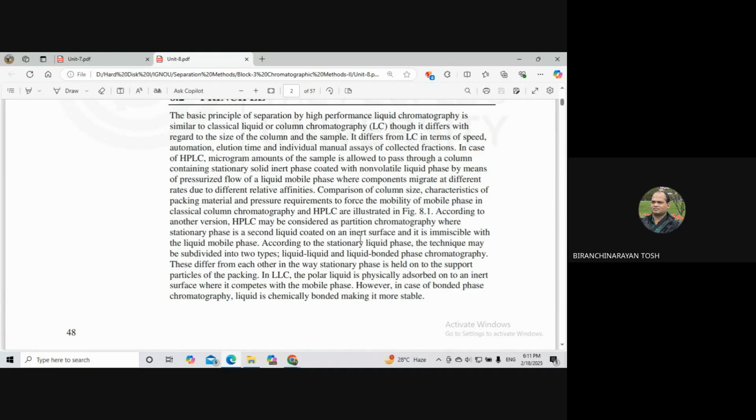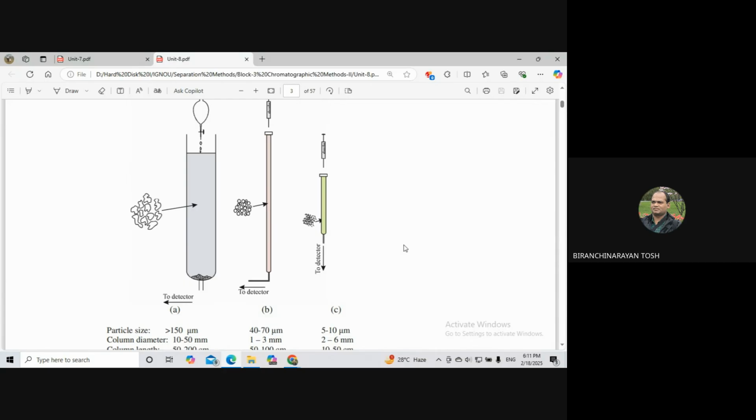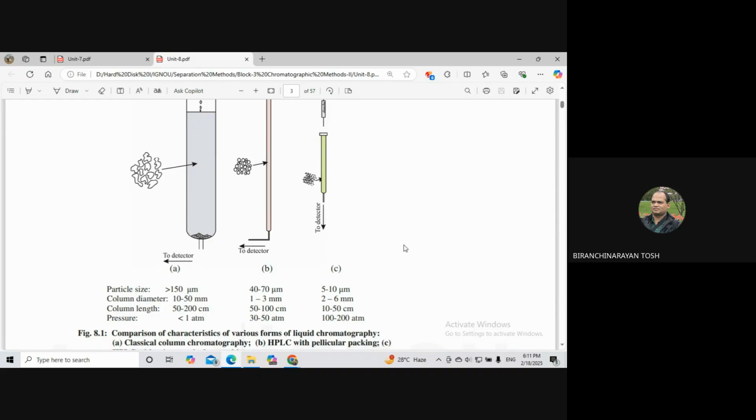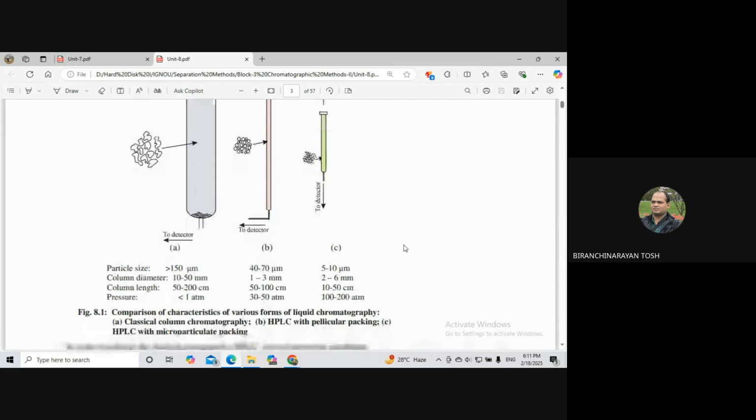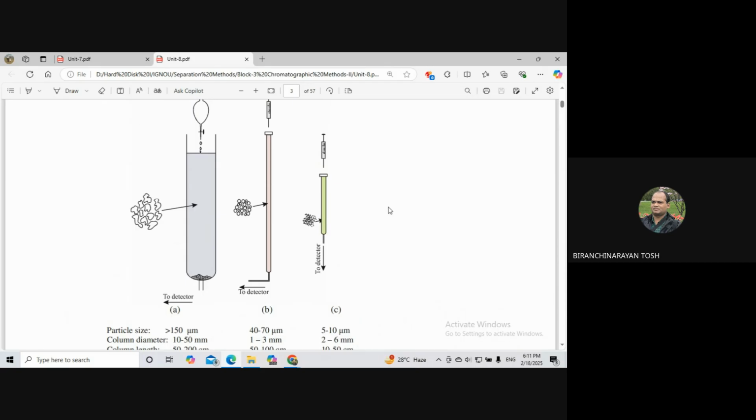Comparison to column chromatography. Comparison of column size, characteristics of packing material, and pressure required to force the mobile phase in classical column chromatography and HPLC are illustrated in this figure. A is the classical chromatography, B is the HPLC, and C is HPLC with microparticulate packing. So column size you can compare.